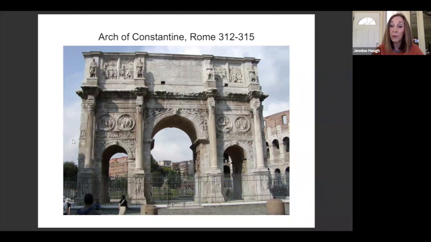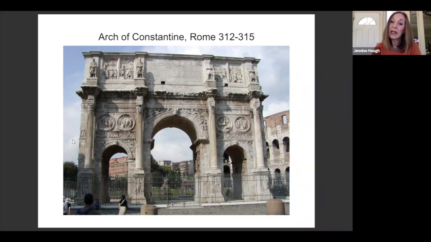And we know there were lots of Christians. We know there were lots of persecutions up to this point. Before Constantine's conversion, there was the massive two-year persecution of Christians under Diocletian, which was apparently the largest mass execution.